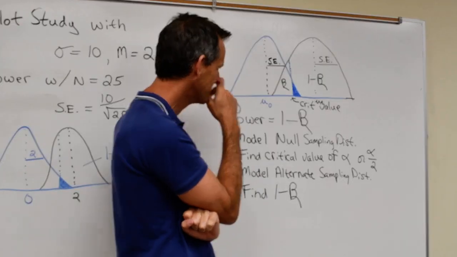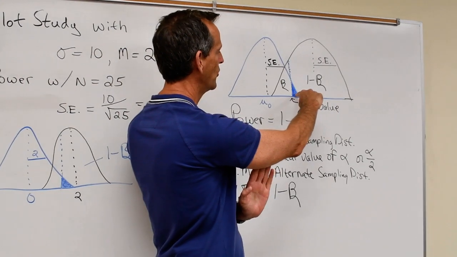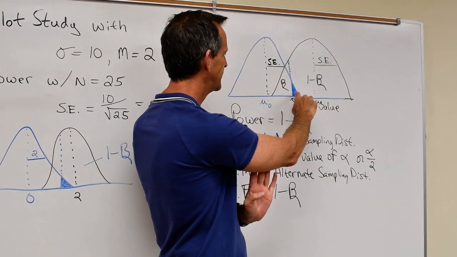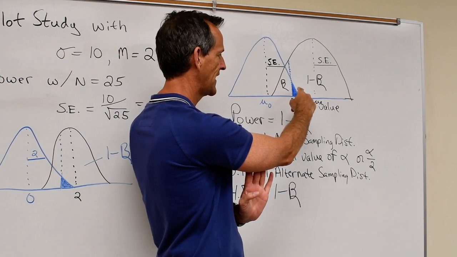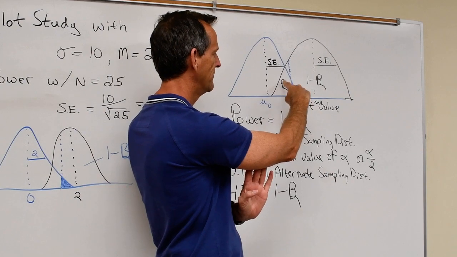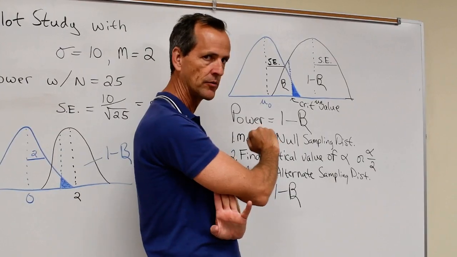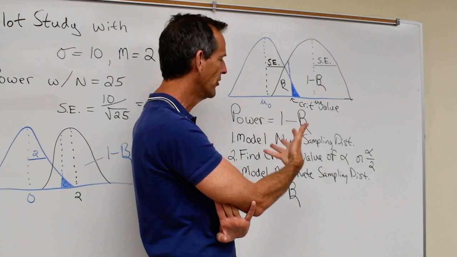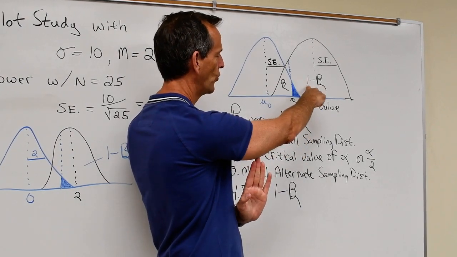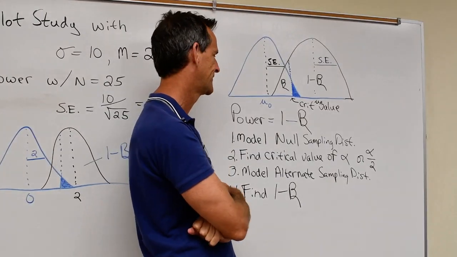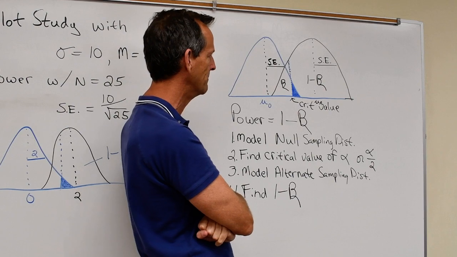At any rate, we talked about how we designate an alpha, and that's the probability of a type 1 error. And then on the other side of that, we have something called beta, which is the probability of a type 2 error. So what power is, is 1 minus beta. That's what power is. So let's think about what that would mean.